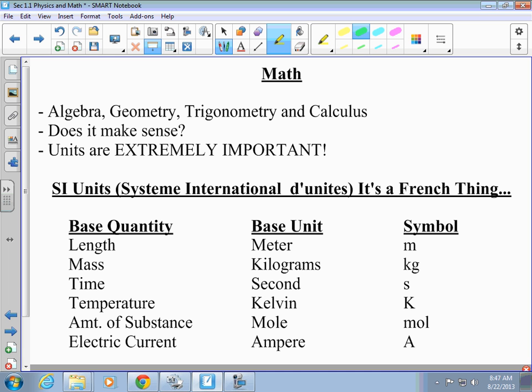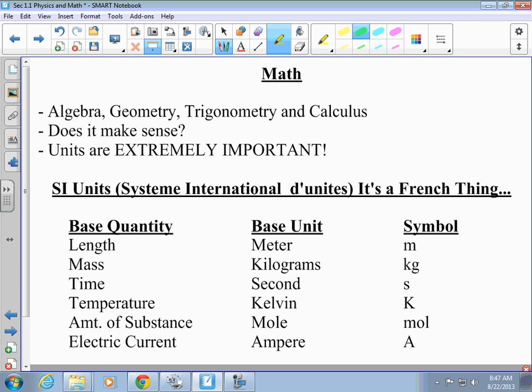All right. Remember, we use Kelvin, because Kelvin's the only temperature that does not have a negative value. You can have negative Fahrenheit, negative Celsius, but you can't have negative Kelvin. We talked about moles last year as an amount of substance, and electric current is just an amp, and we'll talk about that way at the end of the year.